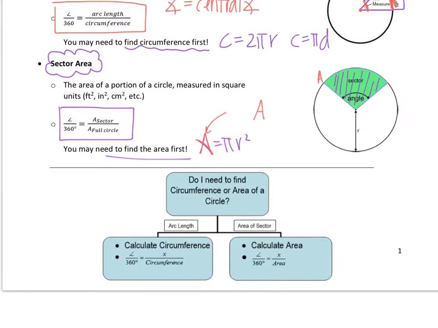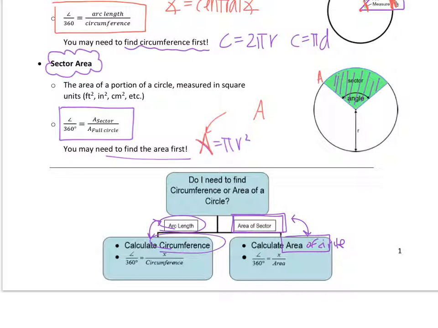Then we have this nice breakdown here where it says, do I need to first find circumference or area? I kind of have a little trick for you. If you're asked to calculate area of a sector, then you need to calculate area of the circle. Area matches with area. If you need arc length, then you need to find the circumference. I don't really have a trick there, but if you think that area matches with area, then you'll know that circumference must therefore go with arc length.